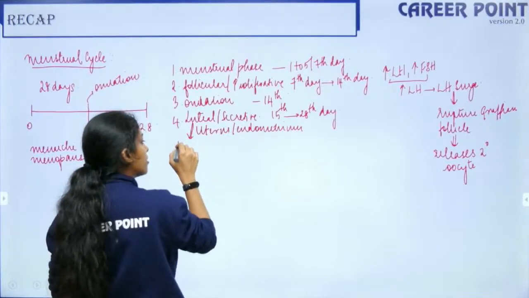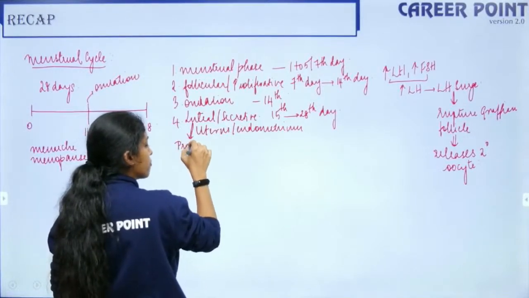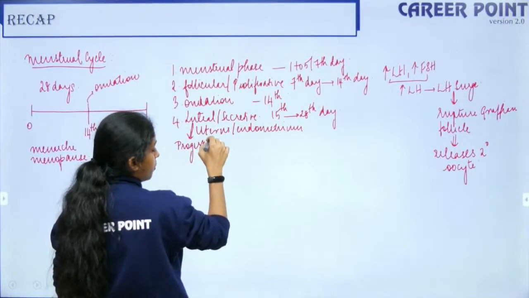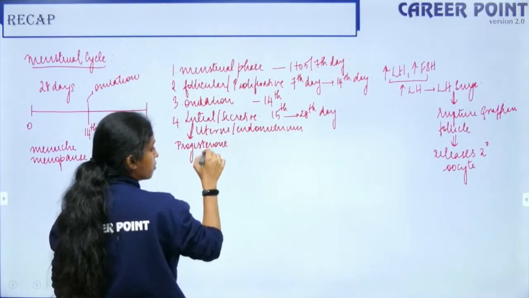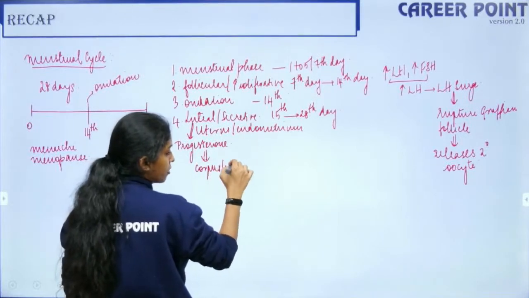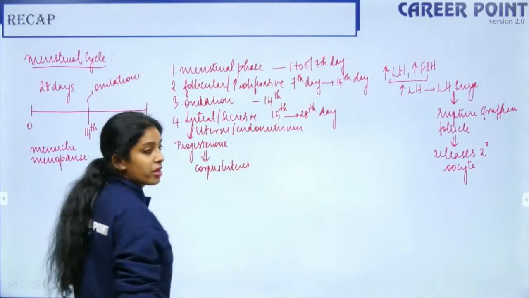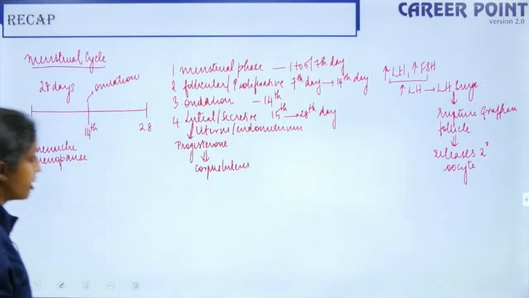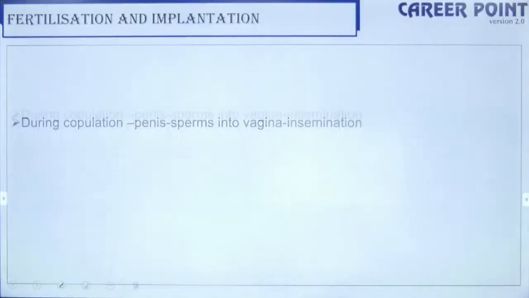Here you also have the corpus luteum secreting progesterone. Progesterone is a pregnancy hormone secreted by the corpus luteum. The corpus luteum develops from the remnants of the Graafian follicles. So this was your menstrual cycle.